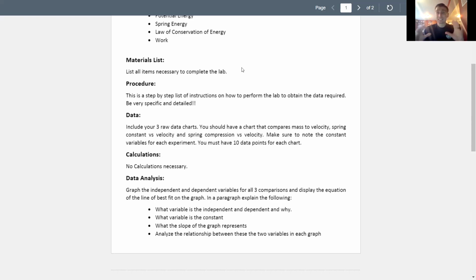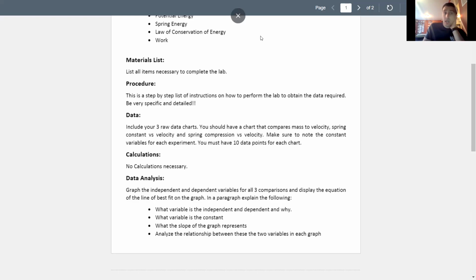Okay, so that's one comparison. The next comparison, okay, so you have a whole other data table for, I guess it's called spring constant versus velocity. So again, you kept changing the spring constant, okay? So that's going to be your independent variable, and your dependent variable on the y is going to be velocity. So you're going to make a graph of that. Then the last one is spring displacement. So spring displacement, how far you compress the spring, is going to be your independent variable. And on the y-axis, that's going to be velocity because that's your dependent variable.